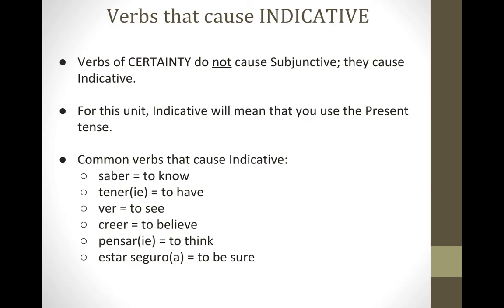So what about verbs that are not weird? Okay, verbs of certainty. These verbs will cause indicative. Remember that indicative means not subjunctive. They're going to cause present tense. Okay, so it says here, verbs of certainty do not cause subjunctive. They cause indicative. And for this unit, indicative will mean that you use the present tense.